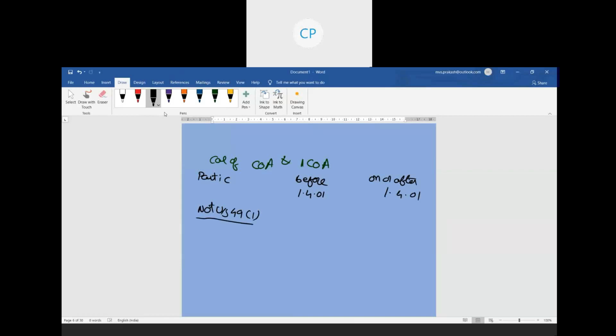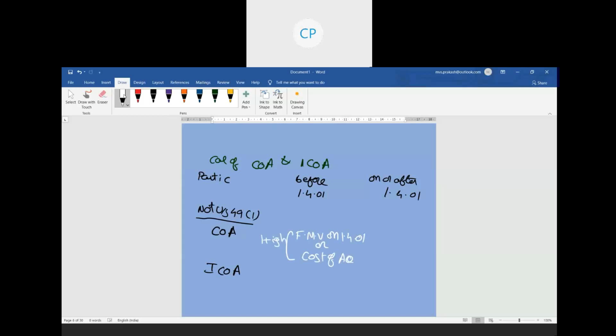Then we need to decide how to calculate the cost of acquisition and the indexed cost of acquisition. It's not different from whatever we have discussed above; I am just putting it in a small table so it will be easy for your revision. Then what happens to the cost of acquisition? If you are purchasing before 2001, the fair market value as on 1st April 2001 or the actual cost of acquisition, whichever is higher, will be called our cost of acquisition.